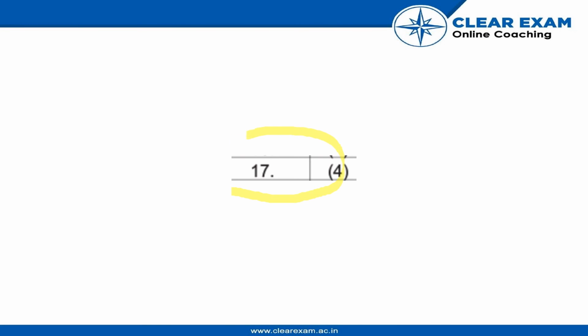Every factor or the characteristics of the p-n junction diode will get affected.